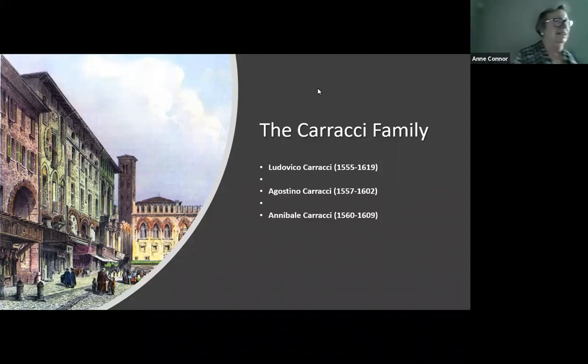Okay, sorry for that interruption. So when we look at the 3 artists, Ludovico is the cousin, and Agostino and Annibale are brothers. The 3 of them are going to be very much involved in the new academy that they will found.